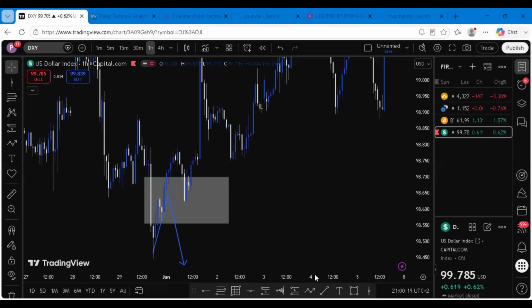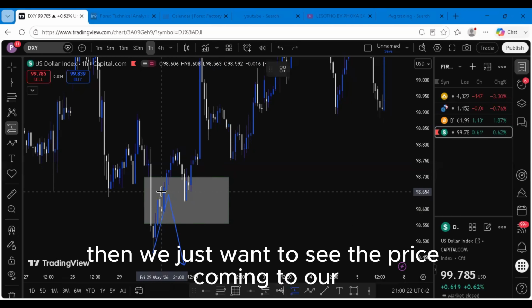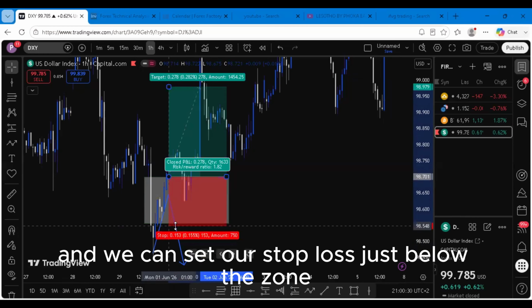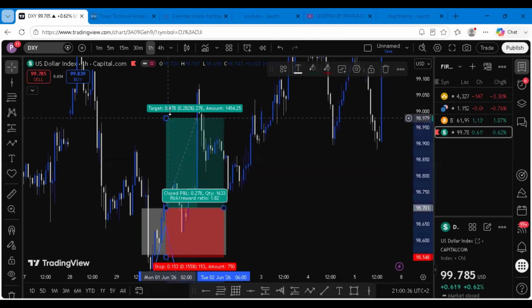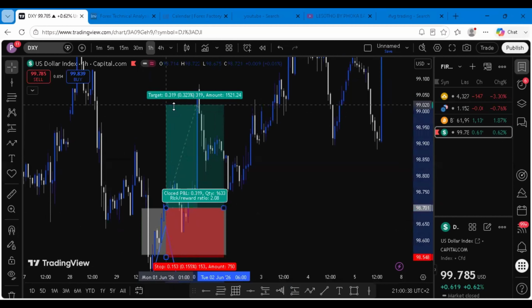So since we're looking for the entries, then we just want to see the price come into our inverse fair value gap and we can set our stop loss just below the zone and target 1:2 risk rewards.